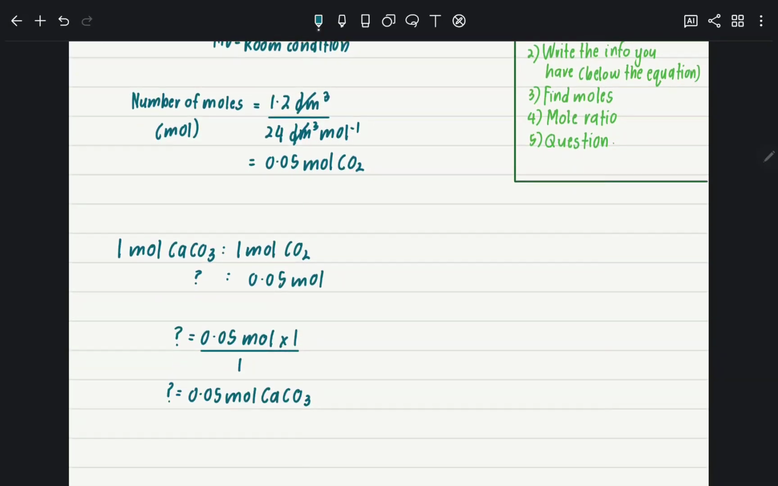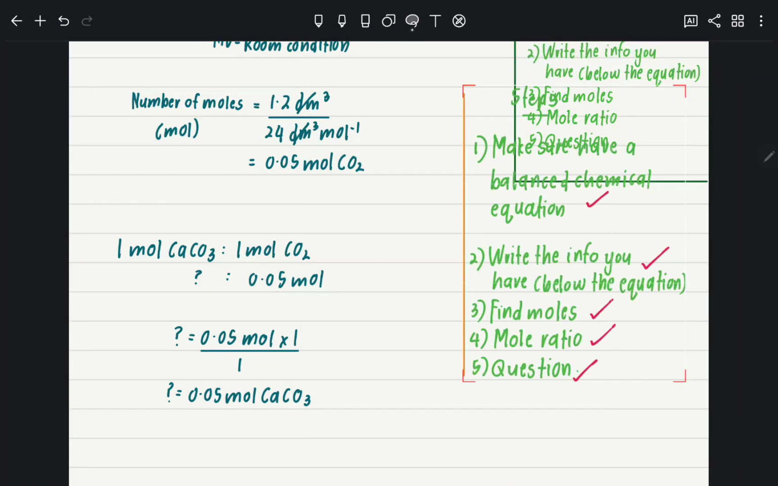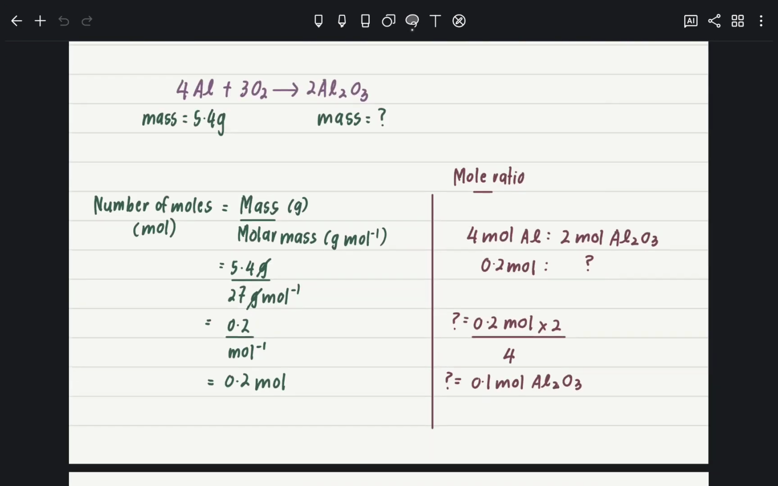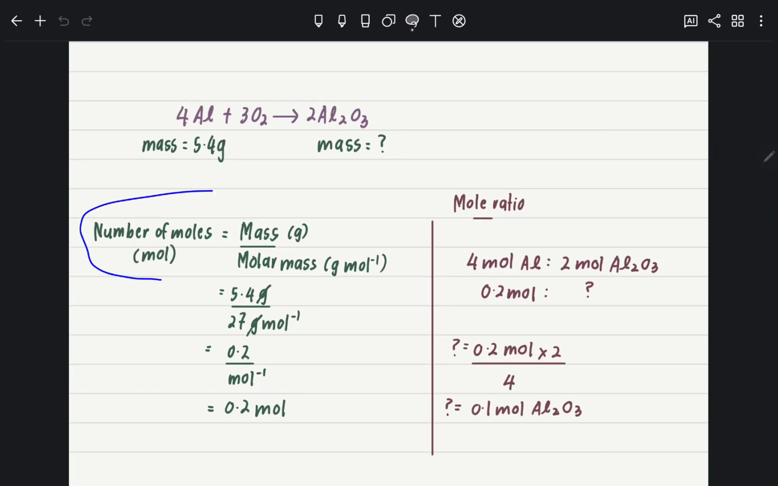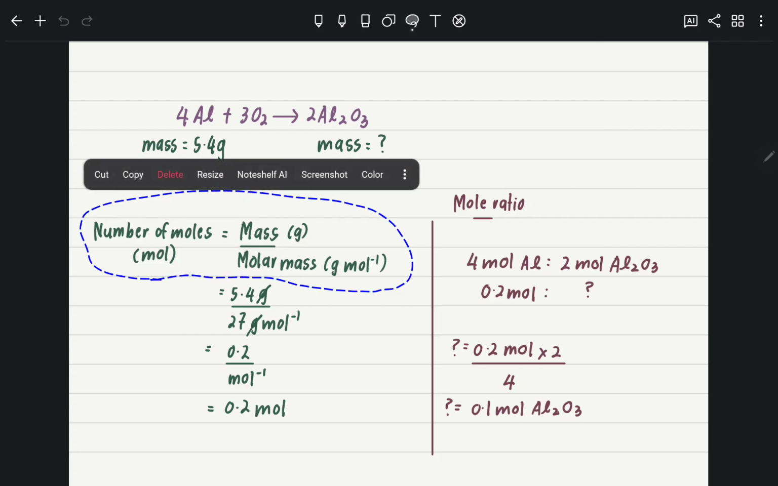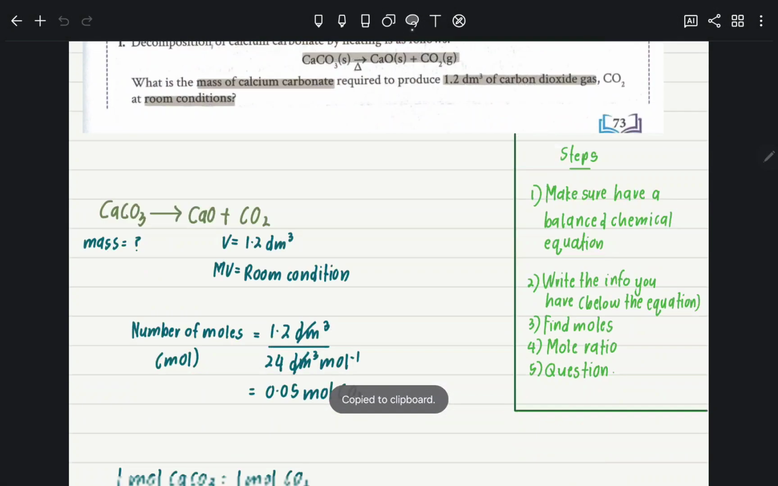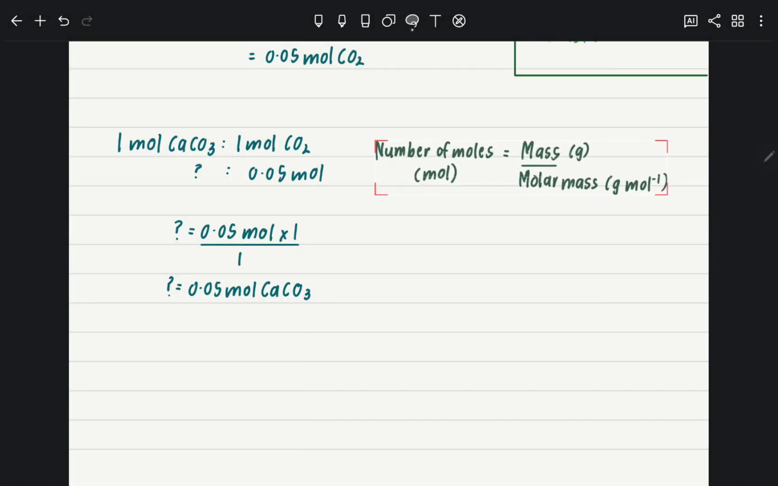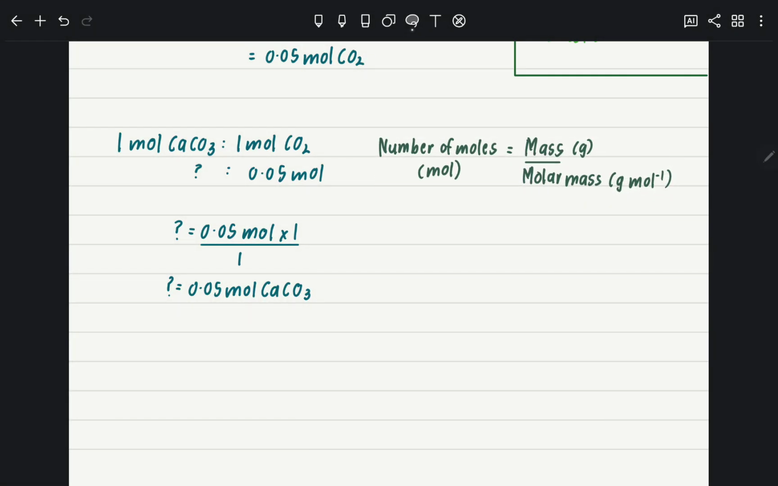Okay, but what do they ask? They ask for the mass. I have the moles and I want to find what the question asks, which is mass. So I write back the mass formula. Let me write the mass formula. Sorry, where's my previous question? Yeah, it's here. Just copy from here. Okay, so this is my formula.